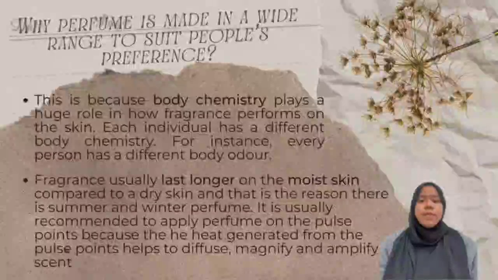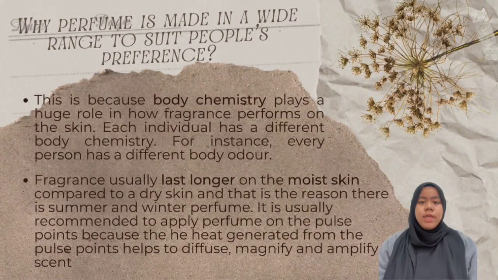The reason perfume is made in a wide range is because body chemistry plays a huge role in how fragrance performs on the skin. Each individual has a different body chemistry. For instance, every person has a different body odor. Fragrance usually lasts longer on moist skin compared to dry skin, and that's the reason there is summer and winter perfume. It is usually recommended to apply perfume on the pulse point because the heat generated from the pulse point helps it diffuse, magnify and amplify itself.